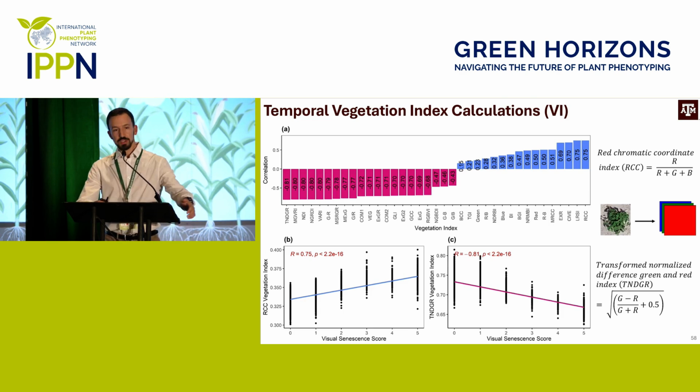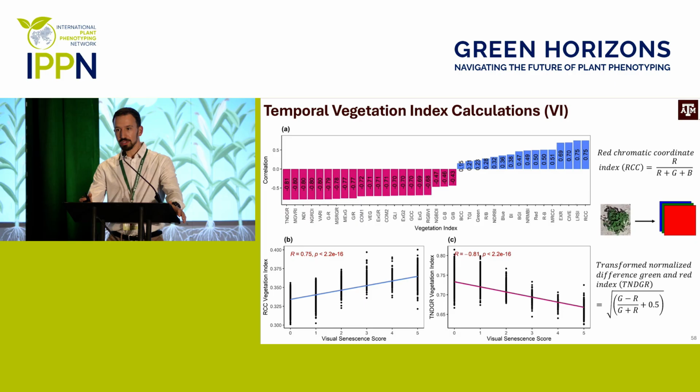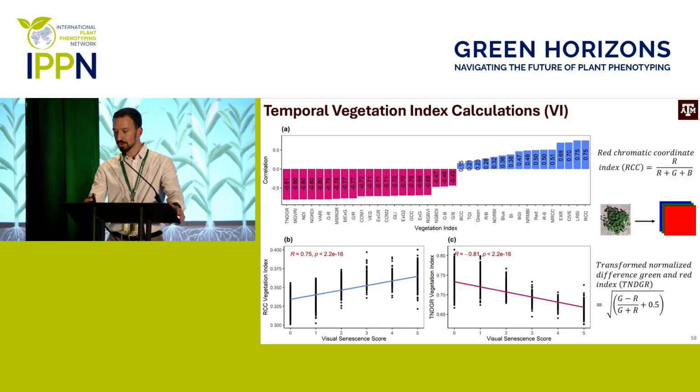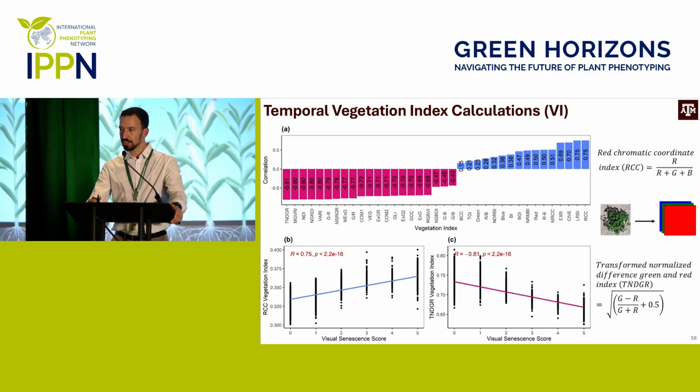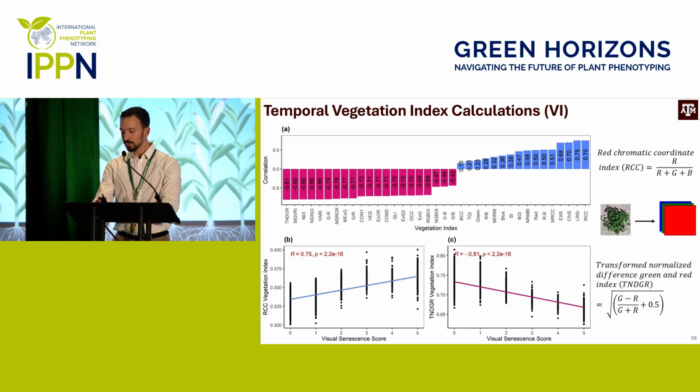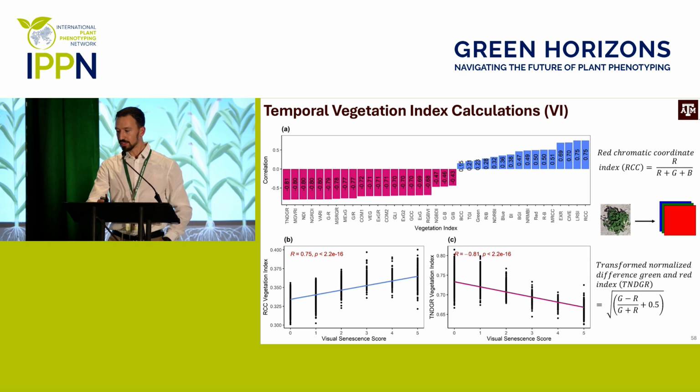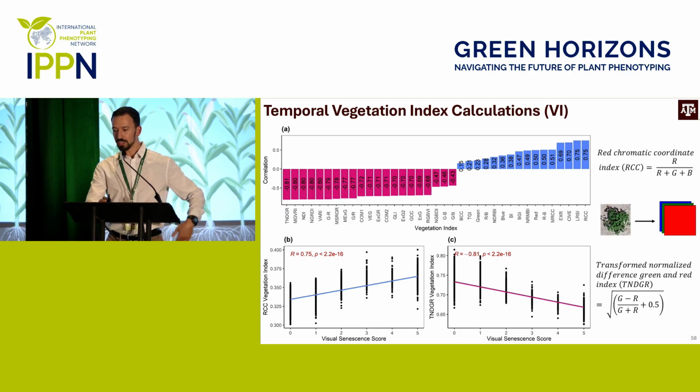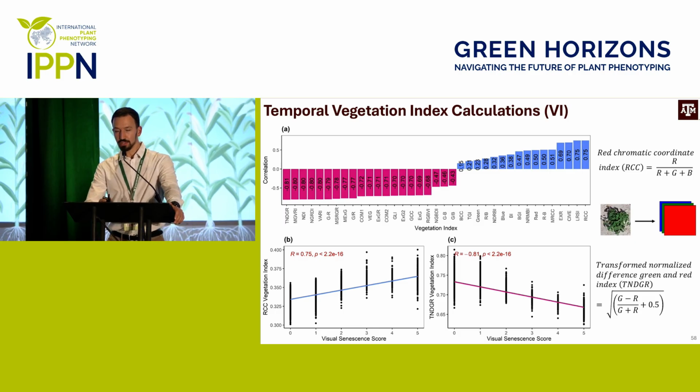So as many of you know, every time you capture an image, it's actually decomposed into its component bands. So in the case of an RGB image, we have red, green, and blue to work with. And so I looked at 34 different vegetation indices and assessed them for pairwise correlation with the visual senescence rating, because I wanted to try to find an empirical replacement for the visual score. So the two indices that emerged on top were the red chromatic coordinate index, and its formula is given up at the top right, and then the transformed normalized difference green and red index, which is TNDGR, which actually had the highest correlation, although it was negative in magnitude. So I chose to work with those moving forward.